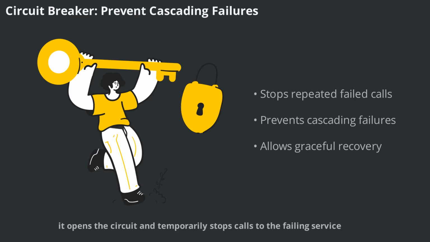This prevents cascading failures and allows the system to recover gracefully. After a while, it can test the dependency again and close the circuit if things improve. Sometimes, resilience means knowing when to stop trying.